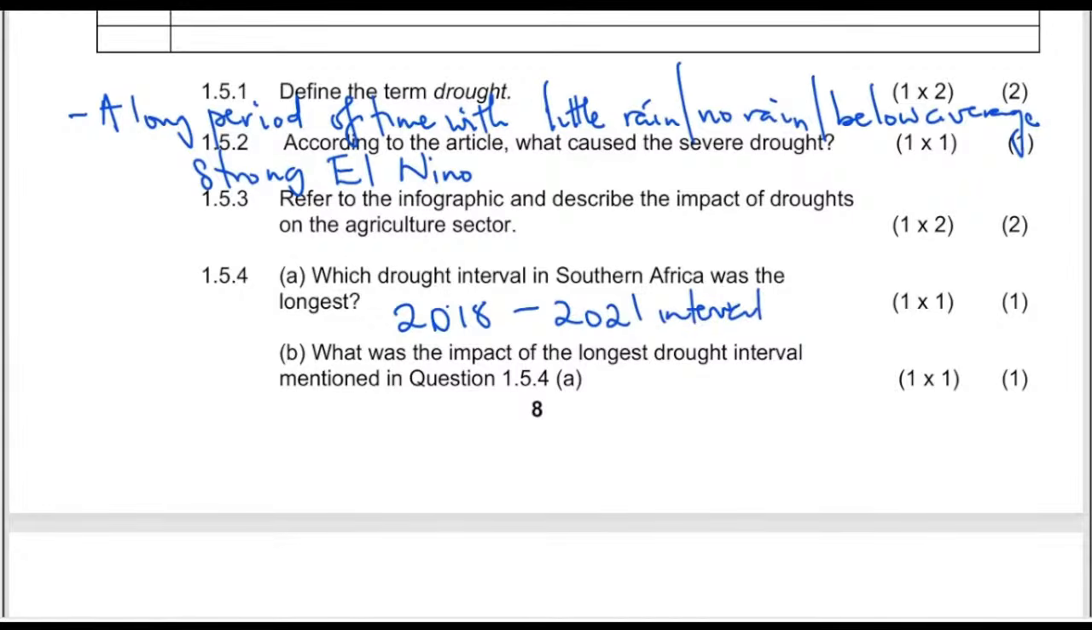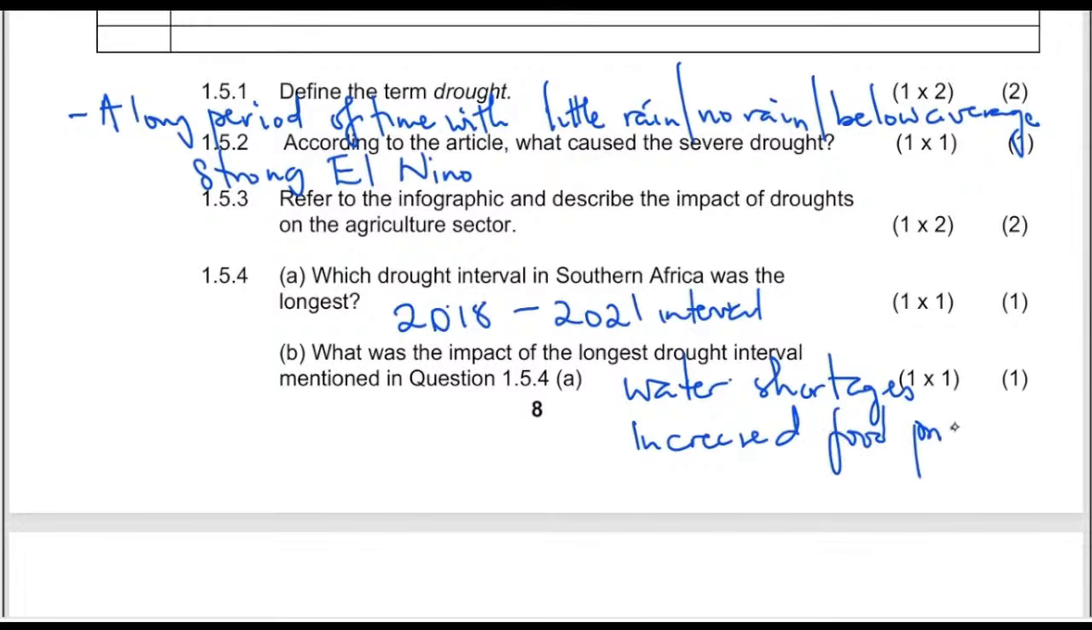Then what was the impact of the longest drought interval in question 1.5.4? The longest interval caused water shortages. There were extreme water shortages because of that. And also we see there were increased food prices. Increased food prices, those were the impacts.